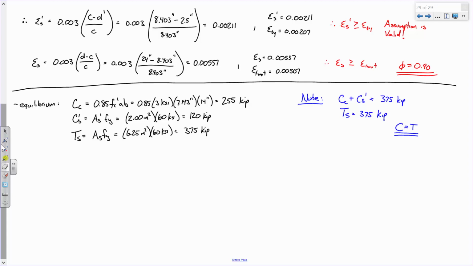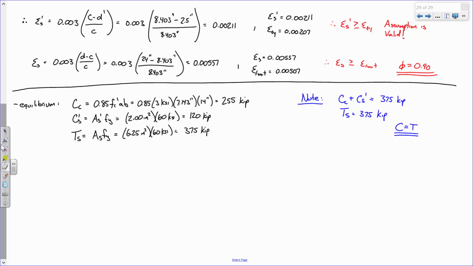Compression equals tension. A verification that equilibrium has in fact been met. All right. So far so good? Okay. Now, the one thing that we have yet to do is we have yet to determine Mn. We have yet to do that.